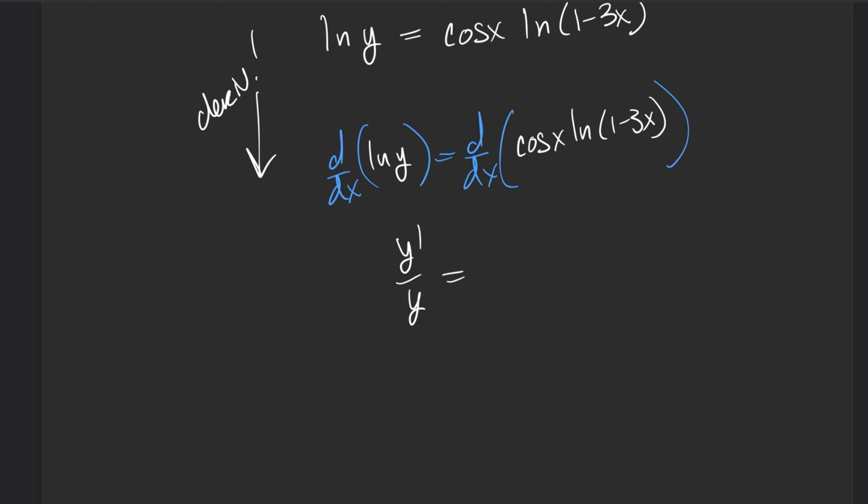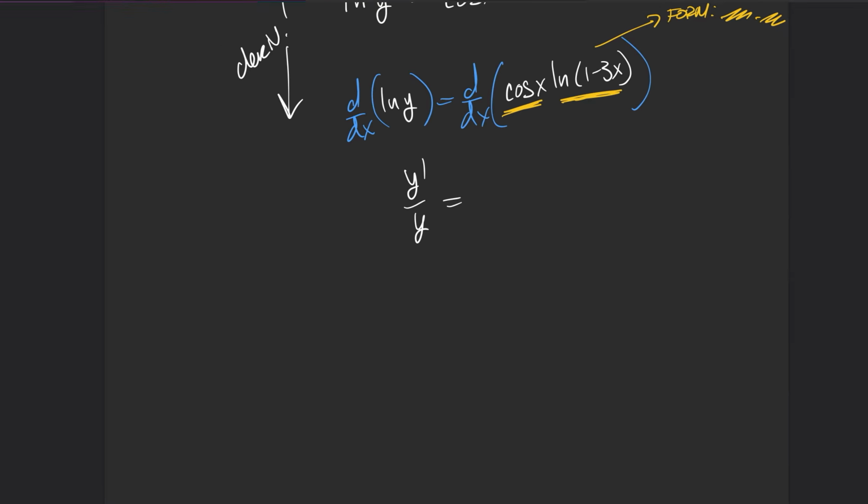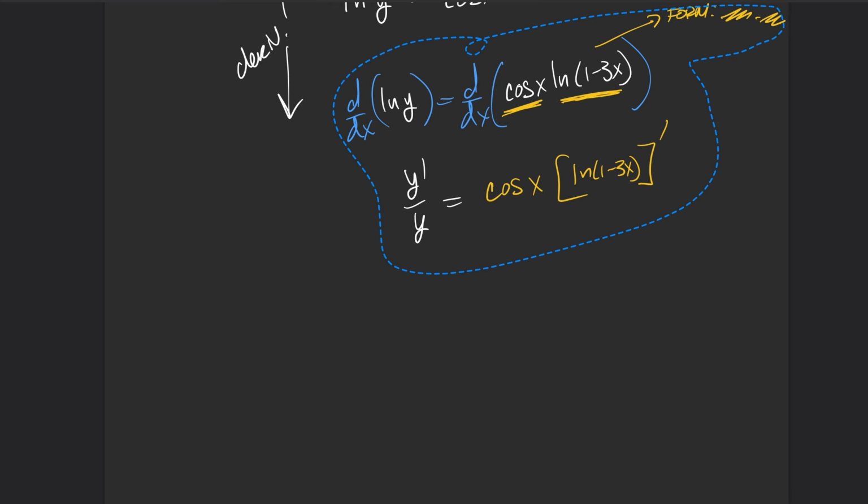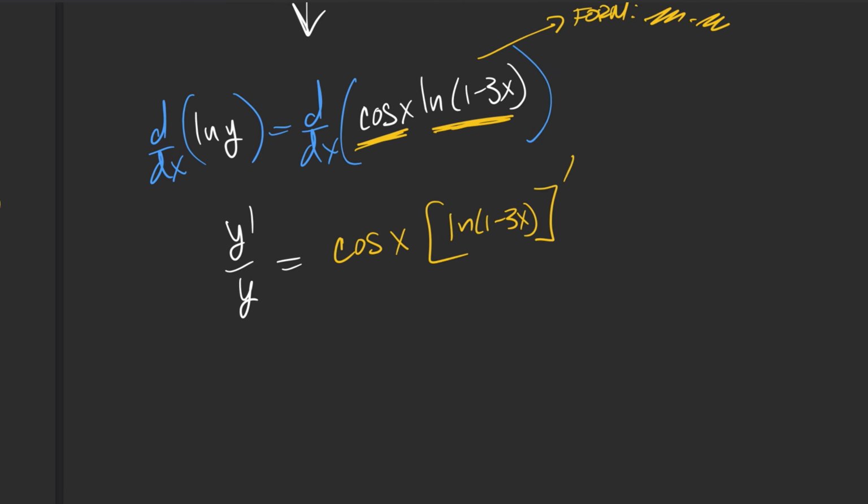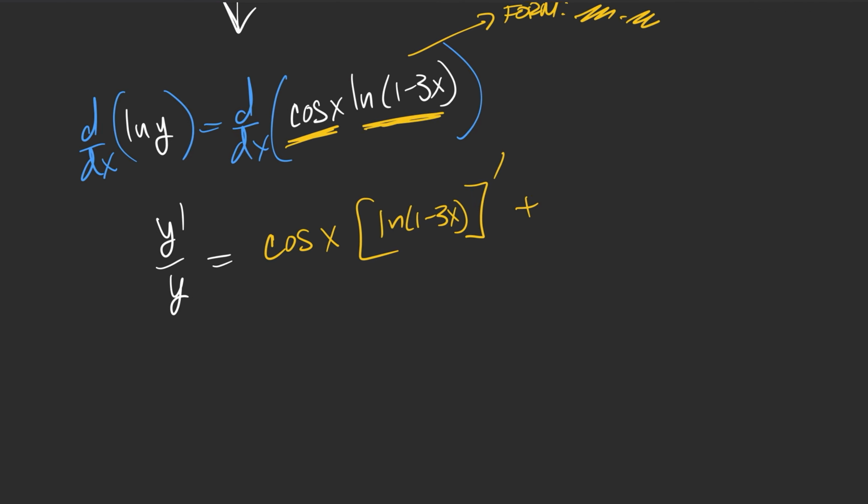But then you ask yourself, what's the form of this thing on the right? Do you see that it's something times something else? So that means we're going to do the product rule. So I'm going to say first times the derivative of the second. Let me move this over so I have more room. Plus the second times the derivative of the first.